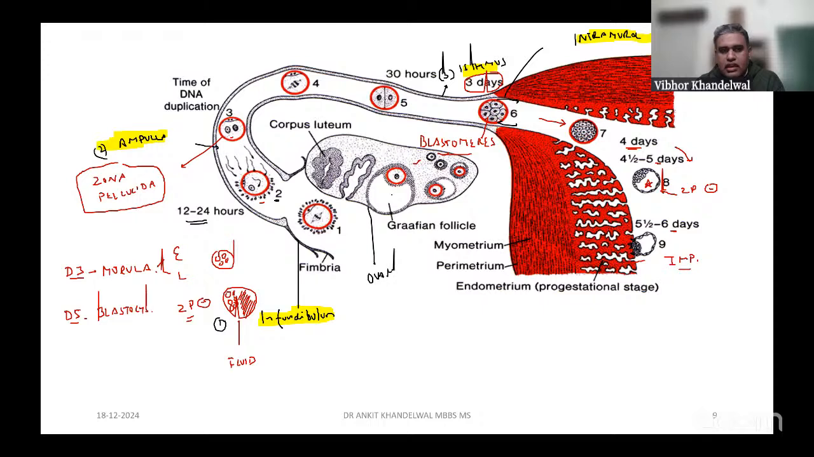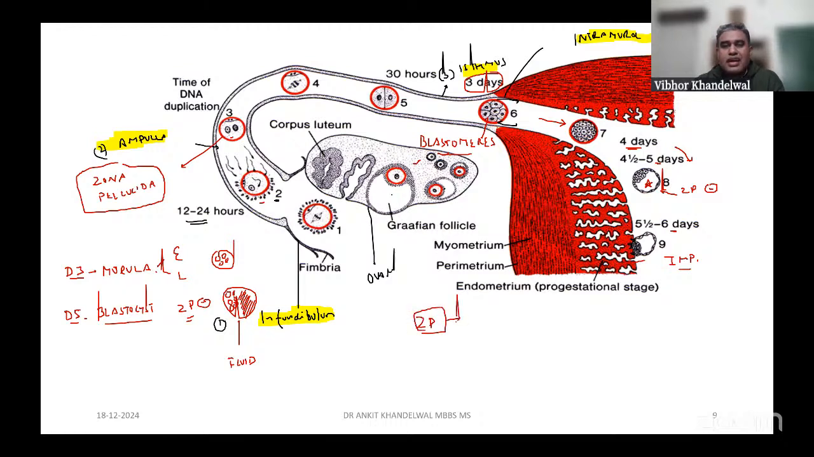Cyst means any cavity having fluid, blastocyst. That is also a frequently asked question: which day is the blastocyst? It is the 5th day. Now you might have wondered, why is the zona pellucida there in the beginning, around 4 to 5 days, and why has it disintegrated now? The answer is very simple.